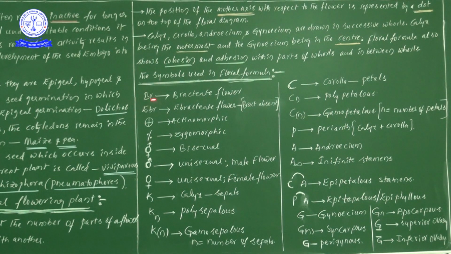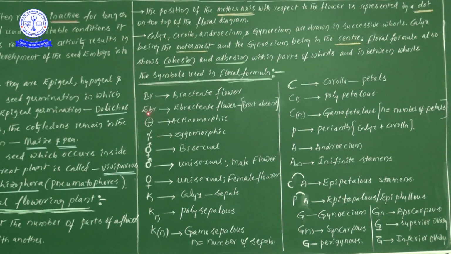Right, now BR indicates a bracteate flower, meaning a bract is present. While writing a floral formula, if the bract is present, we write it; if the bract is absent, we should not write it. When a bract is present, we call it a bracteate flower, and we take the symbol of a bracteate flower as BR.